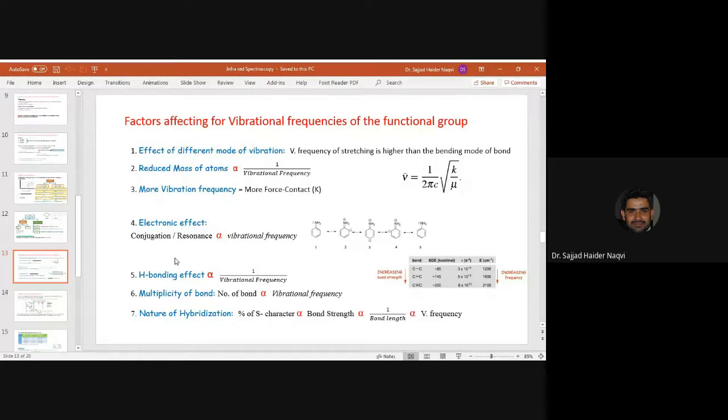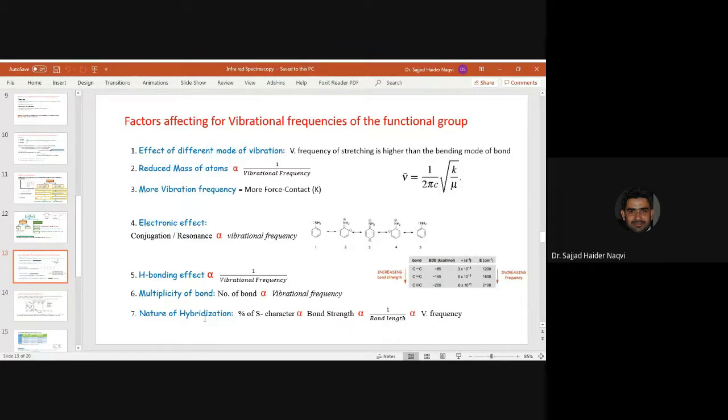And then the nature of hybridization, you know about the carbon hybridization structures. The percentage of S character is directly proportional to bond strength, and bond strength is inversely proportional to bond length. Or if we omit this, we can say directly that bond strength is directly proportional to the vibrational frequency. Or you can say simply the S character is directly proportional to the frequency. And what is S character? This is the nature of hybridization. If you recall the hybridization model that you have studied about benzene, you know the s-s overlap. That's what I'm talking about.